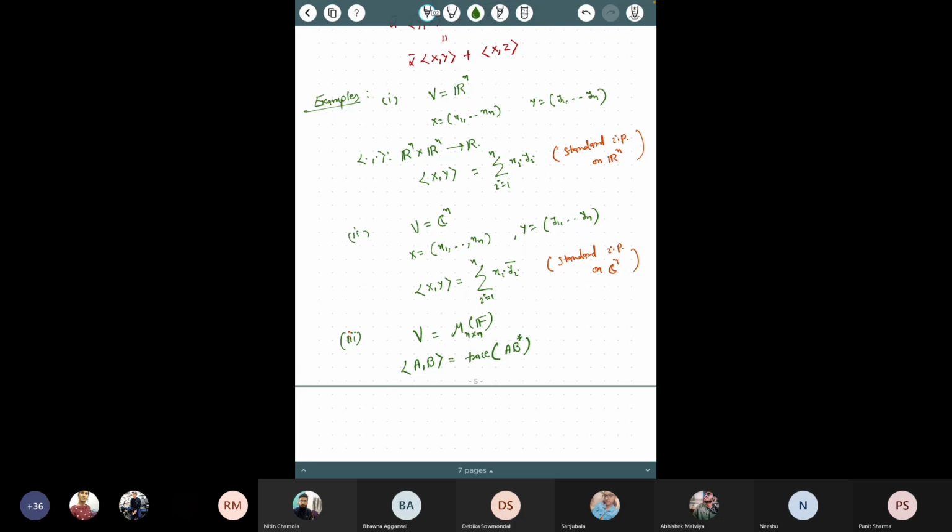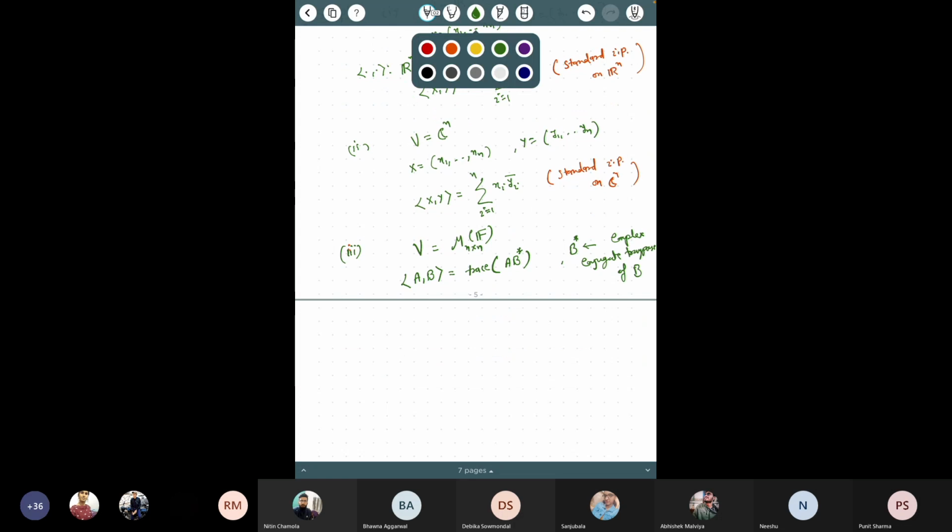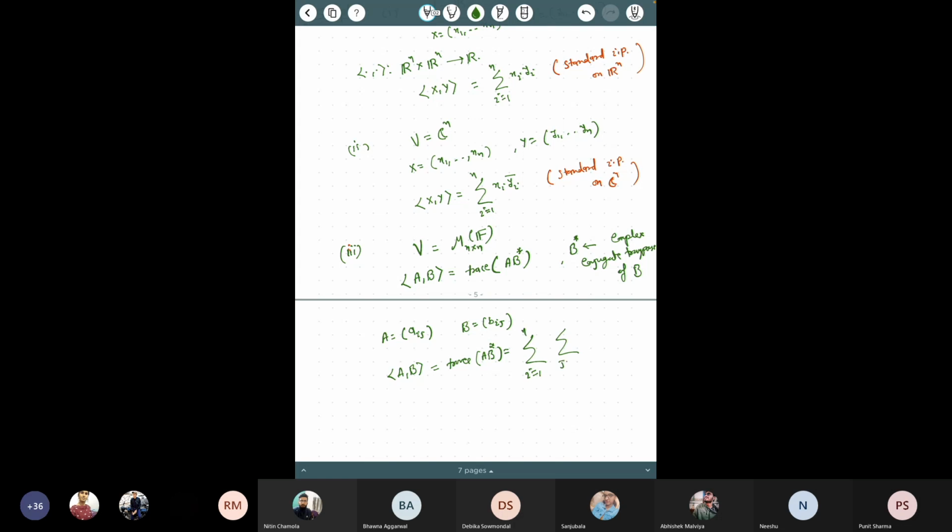This function is well defined, and it actually defines an inner product on the space of n cross n matrices over F. Here B star is the complex conjugate transpose of B. In other words, if A is denoted by Aij and B is denoted by Bij, then this inner product of A with B, which is the trace of AB star, is the sum over i equal to 1 to n, j equal to 1 to n, of Aij times Bji bar.